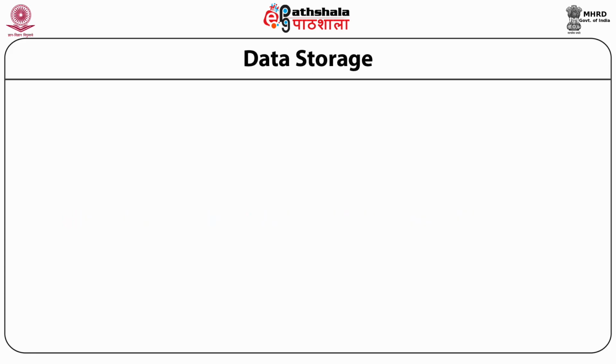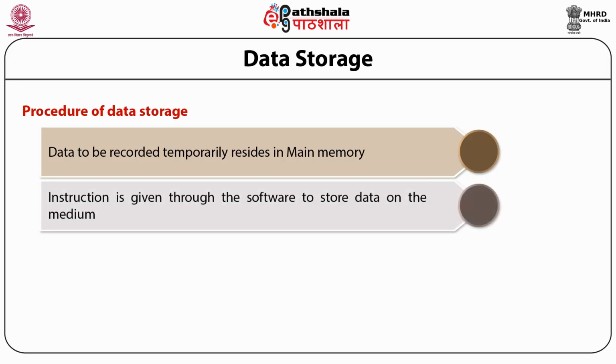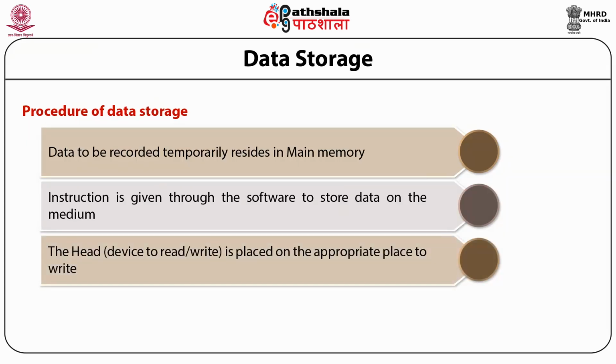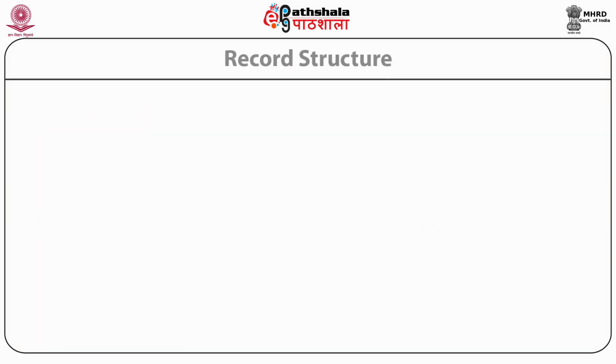Data storage. So far we have seen different kinds of files generated by the system. Now let us see how the data is stored on a storage medium. The data which has to be written on the storage medium normally resides on the main memory of the system. Then the system passes an instruction through the software, or through the application software, to store the data on the medium. This instruction is given to the head, which is the device to read and write. This device actually places the data on the storage medium at the appropriate place.